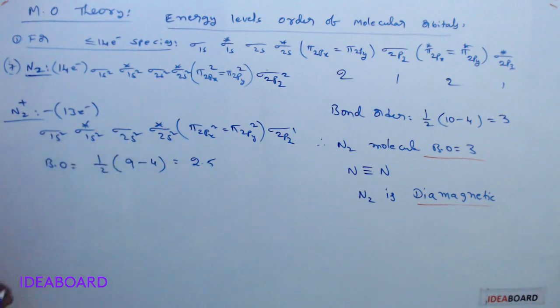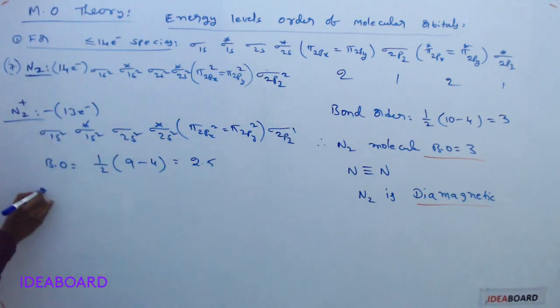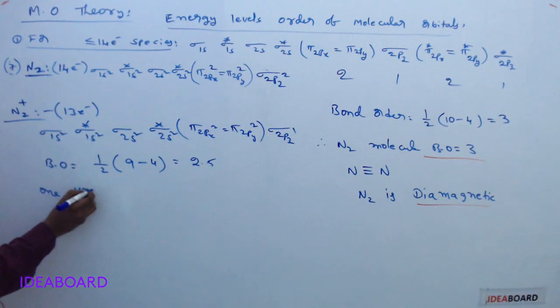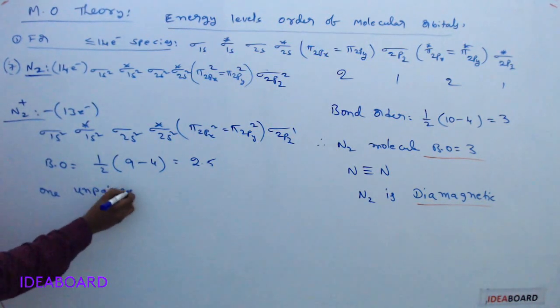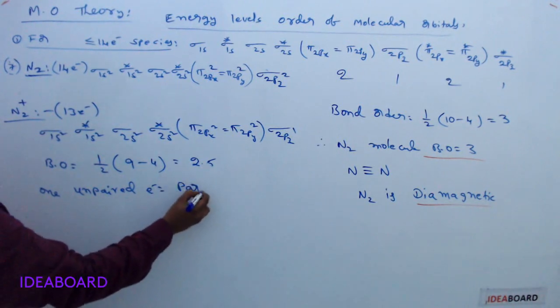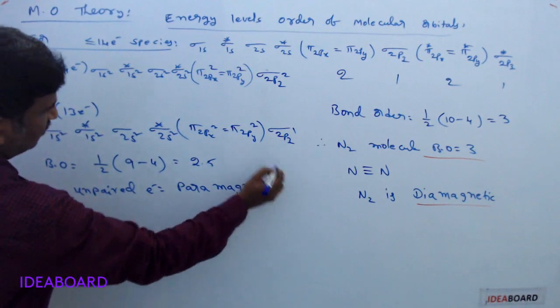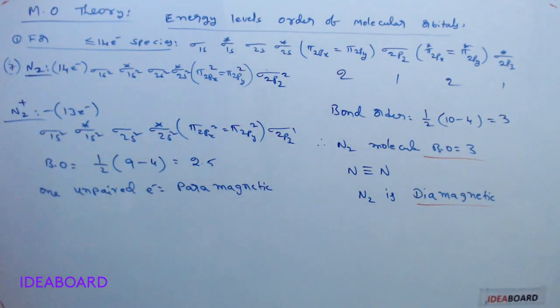And is it diamagnetic or paramagnetic? Simply see, one unpaired electron is present, so it is paramagnetic. So the bond order is 2.5 and this is paramagnetic.